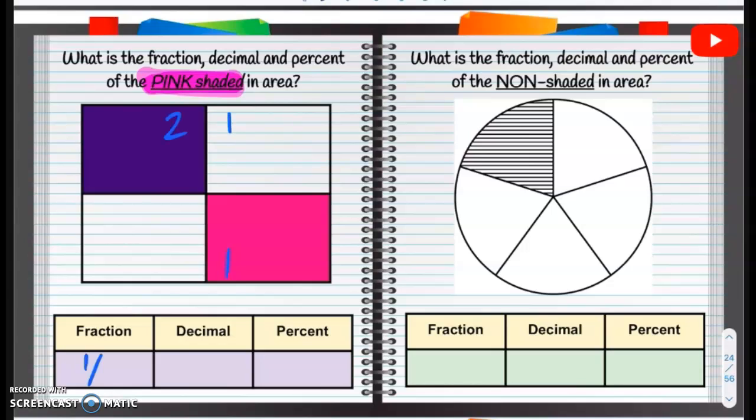1, 2, 3, 4 total. So 1 out of 4. So our decimal, if we have 1 out of 4, or 1/4, we can get that to 100. So 4 times 25, if I have 4 quarters, equals 100. 1 times 25 is just 25, so 1 of those quarters. So our decimal will be 0 and 25 hundredths. Or if you do 1 divided by 4 in your calculator, you'll get 0.25. And then that percent would be 25%.